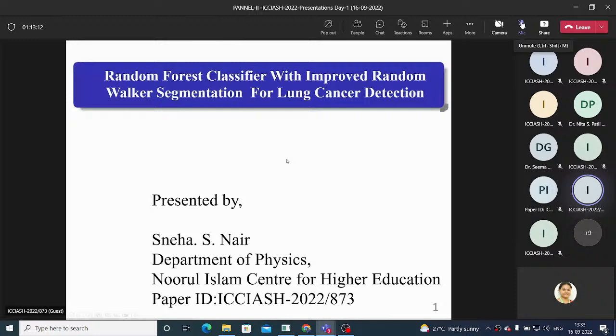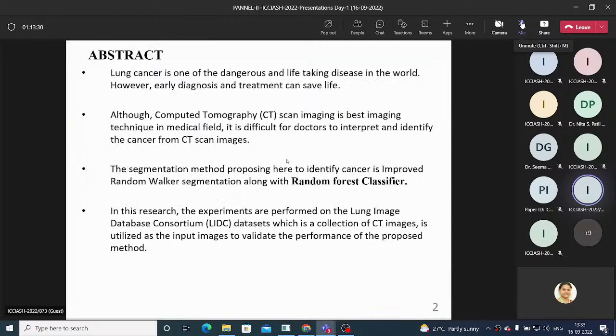So the topic, good afternoon all. The topic is random forest classifier with improved random walker segmentation for lung cancer detection. Lung cancer is among the deadliest diseases in the world. However, early diagnosis and treatment can save lives. Computed tomography is an imaging method used in the medical field. It is difficult for doctors to interpret and identify cancer from CT scan images. The segmentation method proposed here to identify cancer is improved random walker segmentation along with a random forest classifier.